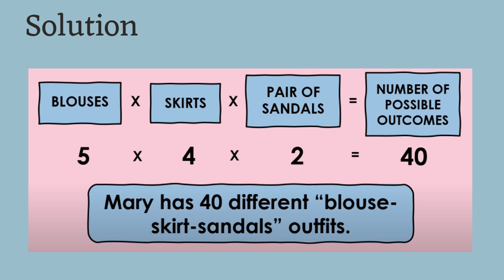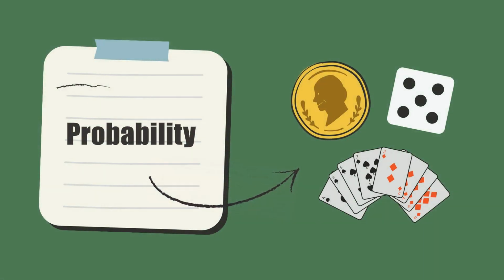Since there are 5 blouses, 4 skirts, and 2 sandals, just multiply the given, wherein 5 times 4 is 20, times 2, that will be equal to 40. Thus, there are 40 different outfits that Mary can choose from. I believe that we are now ready to proceed to our lesson.